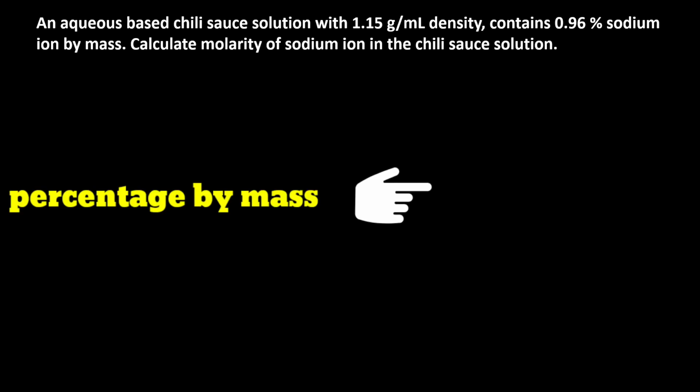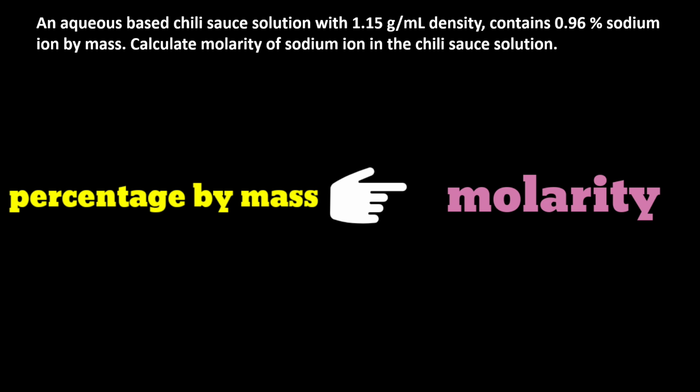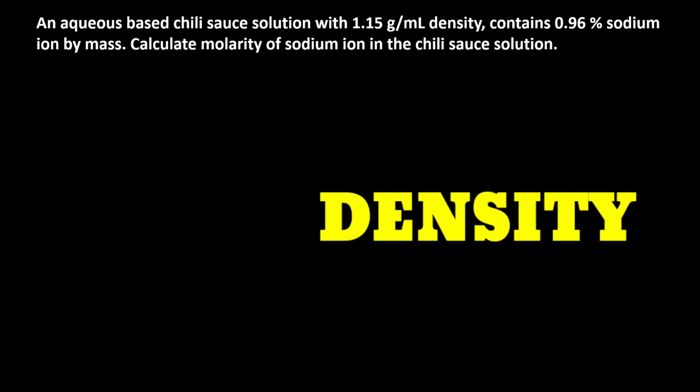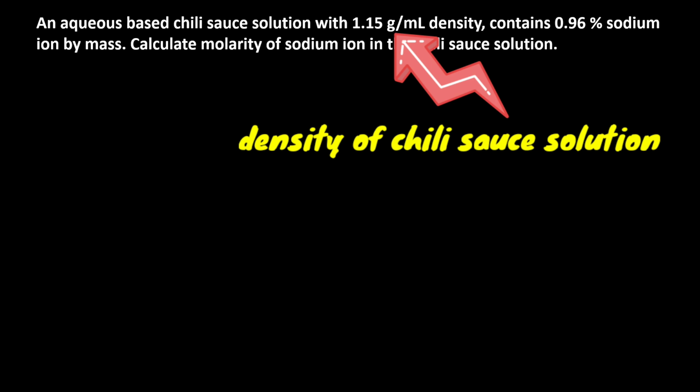I'm still using the same example as previously, but for this, we are going to calculate the molarity of sodium ion in the chili sauce. As I mentioned before, if we want to do solution concentration expression conversions to molarity, we need another term called density. So I have Googled and found the density of chili sauce solution is about 1.15 gram per ml. So I'm going to use 1.15 gram per ml as the density of chili sauce solution for this calculation.